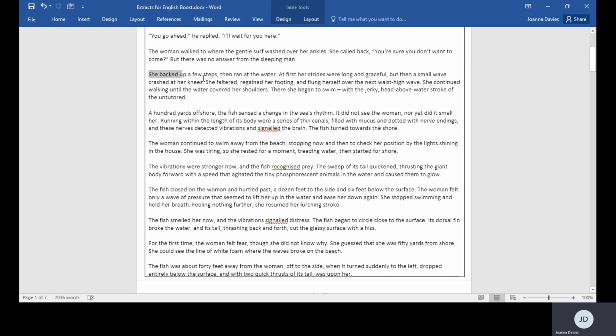So there's that sense that she's unprotected, she's alone, she runs at the water, and you almost hear the contrast between the silent shark and the moving woman, the noise of her splashing into the water. She falls slightly and then she jumps in across the wave. Then again, we go back to the fish, the shark, 100 yards offshore. The fish senses a change in the rhythm, and this is where we see the danger start to emerge. The fish knows that something's going on.